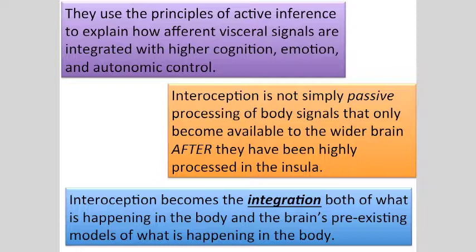These models highlight the idea that interoception is not simply passive processing of body signals that only become available to the wider brain after they've been highly processed in the insula. Instead, interoception becomes the integration both of what is happening in the body and the brain's pre-existing models of what is happening in the body.